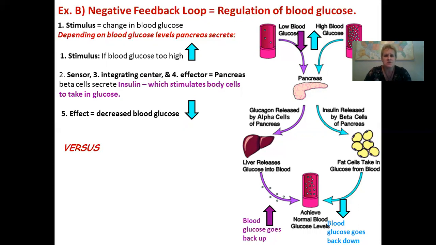When blood glucose is too high, insulin will tell your cells to use the glucose, remove it from the bloodstream, and that drops your blood glucose. All right, so that's insulin.